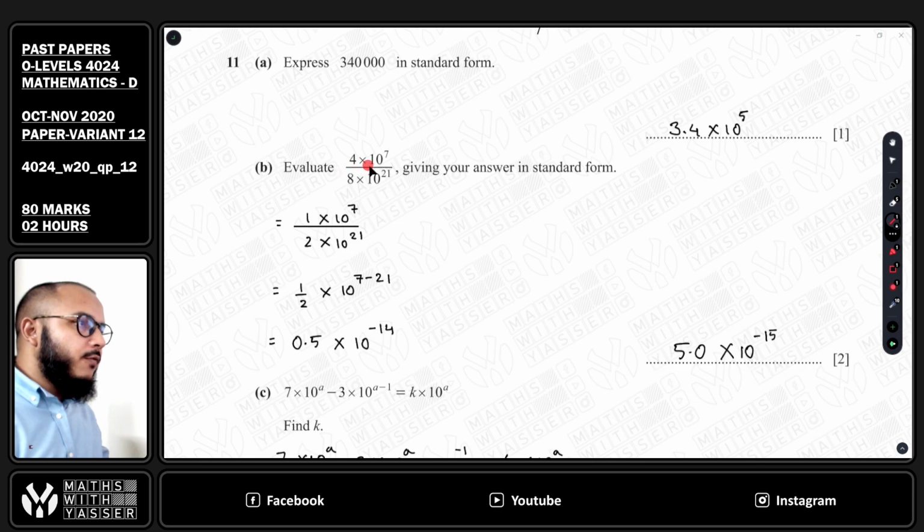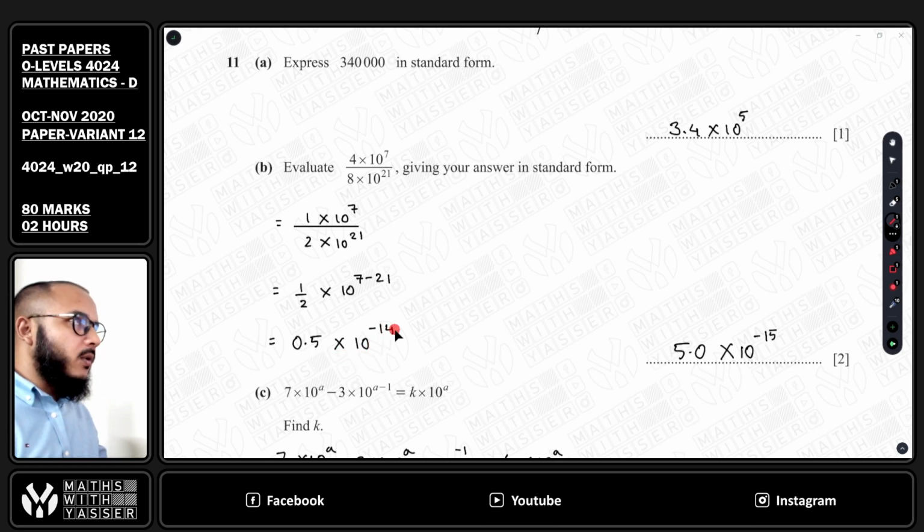Then we have, evaluate 4 times 10 to the power 7 over 8 times 10 to the power 21, giving your answer in standard form. So if we simplify this 4 and 8 by dividing both of them by the number 4, so 4 times 1 is 4 and 4 times 2 is 8. And then we still have 10 to the power 7 and 10 to the power 21. Let's separate this. I can also call this 1 by 2 as half, times. If I bring this power to the numerator, then this will become 10 to the power 7 minus 21. And this can only be done if these two numbers are the same. So we will have 0.5 times 10 to the power negative 14.